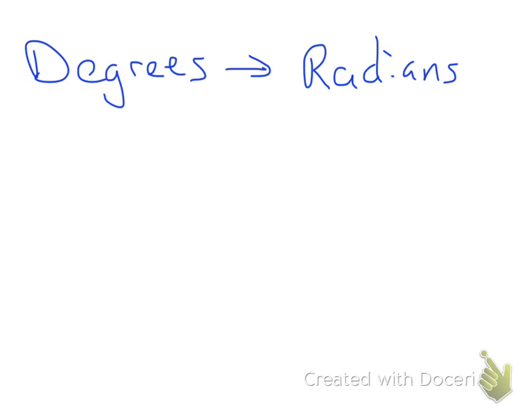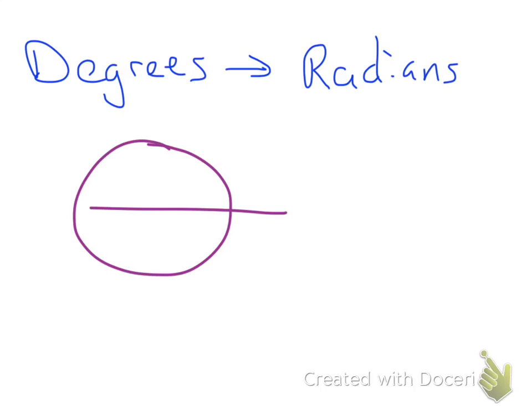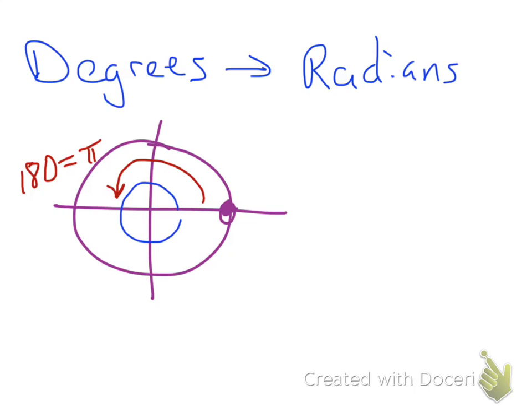What we always want to take notice of is that when we're looking at the unit circle, we're always starting off at 0 degrees, which is also 0 radians. And to go halfway around is 180 degrees, which is the same as pi radians. If we would go all the way around, that is 360 degrees, which equals 2 pi radians. So anytime we're converting back and forth, we can always use those relationships.